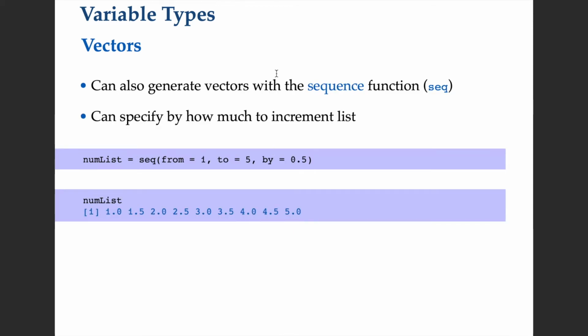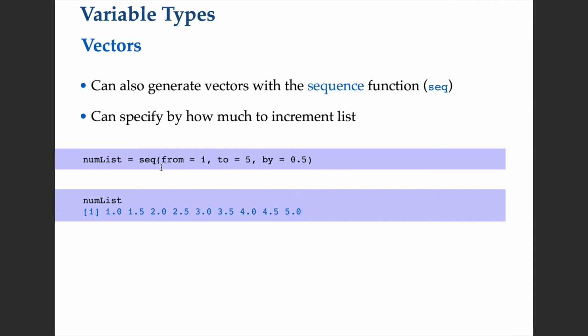You can also generate vectors with the sequence function, and this is called with the command seq. And there's two ways that you can make vectors with this sequence function. The first way is you can specify by how much to increment a list. An example of that is, we can create a numList using the seq function. And with seq, you go from a value to another value, and one way we can do it is by specifying how to go from our lowest number to our highest number.